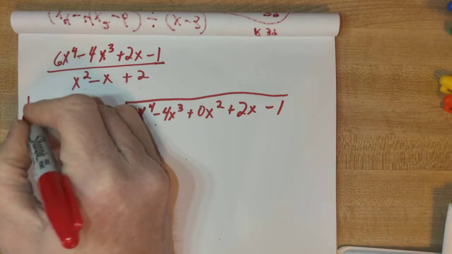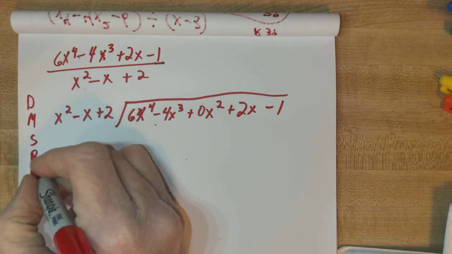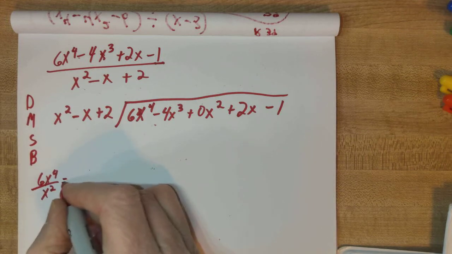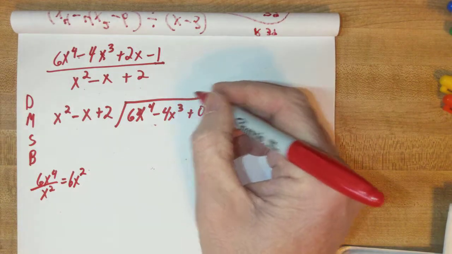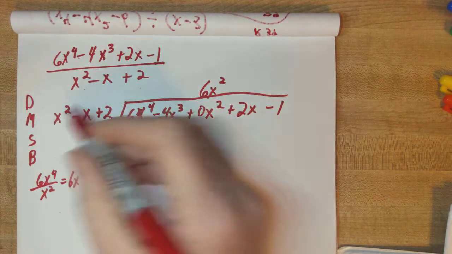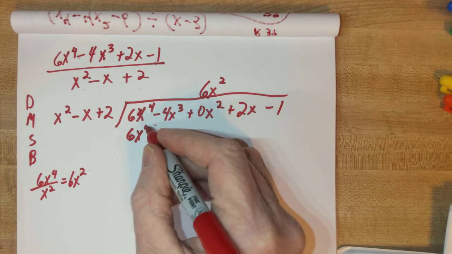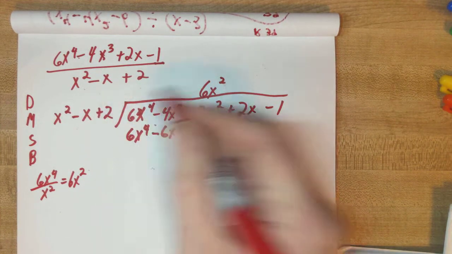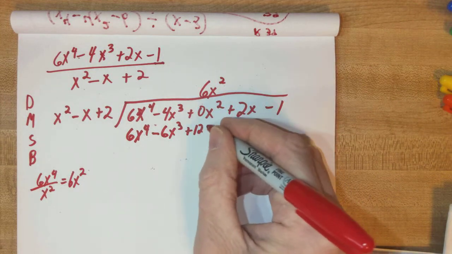6x to the fourth minus 4x to the third plus 0x squared. I didn't have an x squared term in there. Plus 2x and minus 1. Alright, let's divide, multiply, subtract, and bring down. And 6x to the fourth over x squared is 6x squared. I'm going to write that right there. I'm going to go all the way to this x squared term there. And 6x squared times x squared is 6x to the fourth. 6x squared times negative x is negative 6x to the third. And 2 times 6x squared is 12x squared.